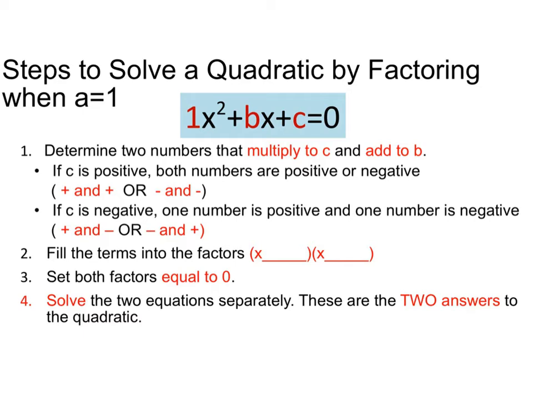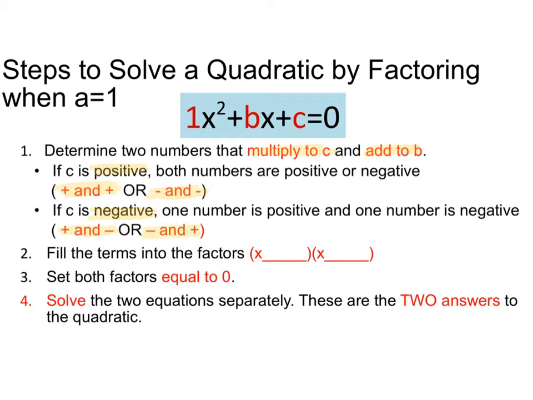First, we need to determine two numbers that multiply to C and add to B. If C is positive, then both numbers are going to be positive, or they'll both be negative, since they have the same sign. If C is negative, then they're going to have different signs, so one is positive and one is negative. It doesn't matter which order they're in.